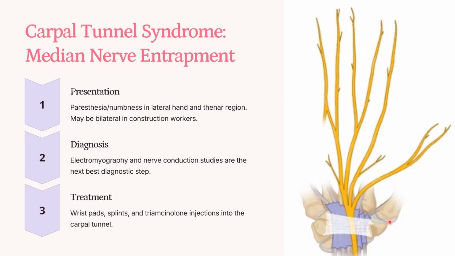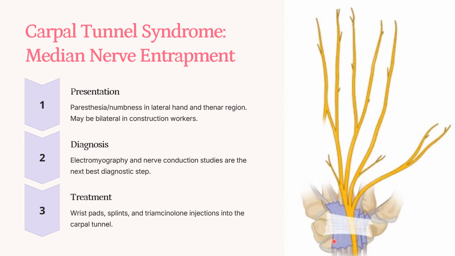Obviously, when the median nerve is affected, it will result in paresthesias or numbness of the lateral hand and the thenar region, isn't it? It can occur due to many reasons. It can be due to hypothyroidism, where there is glycosaminoglycan deposition over here, resulting in carpal tunnel syndrome, or due to acromegaly, where there is growth of the tendons, thereby resulting in compression of this area, or because of pregnancy, where there is edema. It can also occur bilaterally in construction workers using jackhammers.